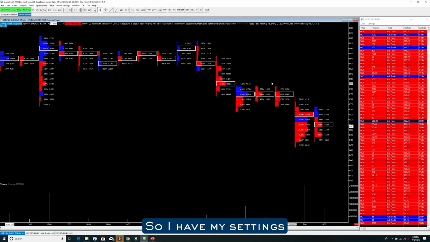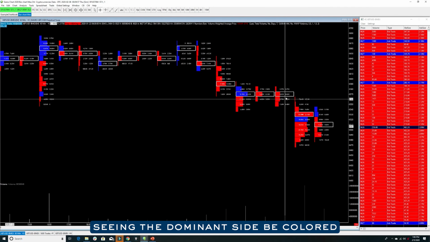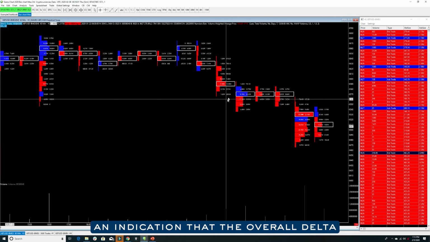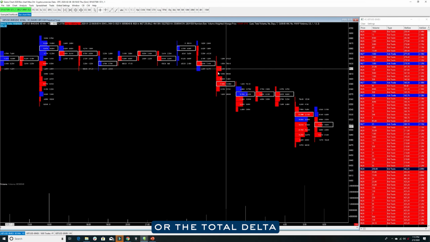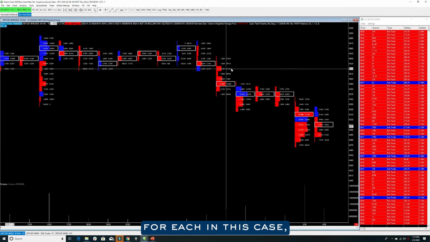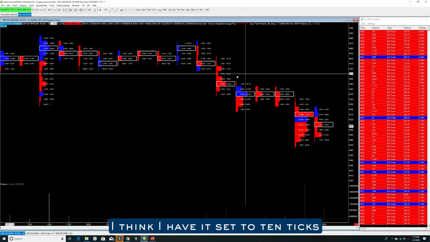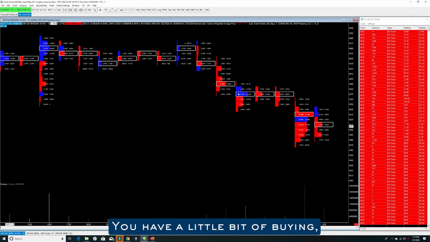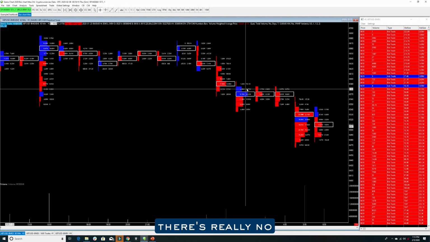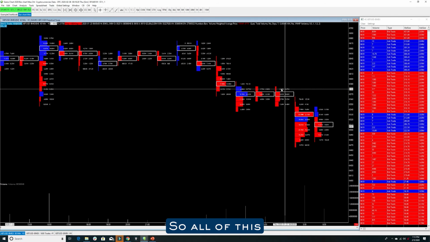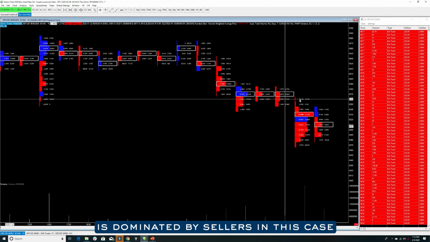So I have my settings so that we're just seeing the dominant side be colored. So the red is an indication that the total delta for these volume candles, in this case, I think I have it set to 10 ticks, is predominantly selling volume. So aggressive selling through the lows. You have a little bit of buying, but you could see that there's really no substantial buying compared to the amount of selling that we're seeing. So all of this is dominated by sellers in this case.